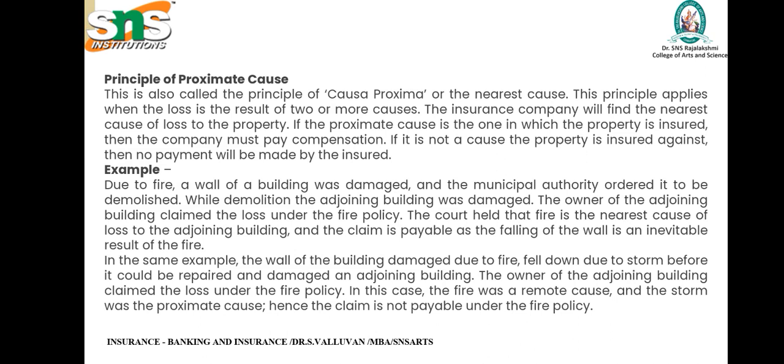In the same example, suppose the wall of the building damaged due to fire fell down due to a storm before it could be repaired and damaged an adjoining building. The owner of the adjoining building claimed the loss under the fire policy. In this case, the fire was a remote cause and the storm was the proximate cause, hence the claim is not payable under the fire policy.